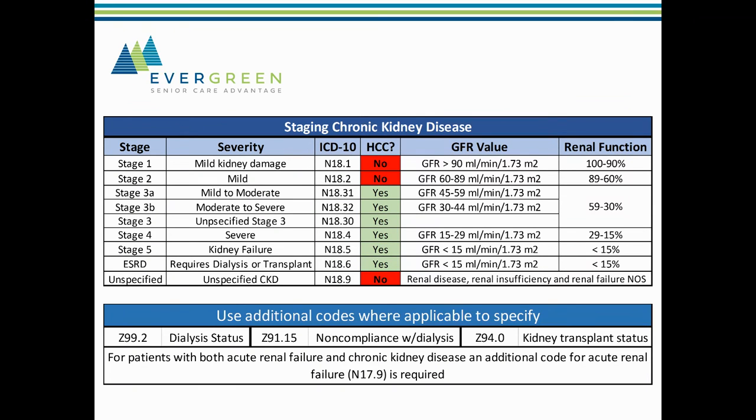Finally, I did include a table that shows the various CKD stages, the severity and ICD-10 code, as well as what GFR value and renal function percentages map to each of them. The table below that will show any additional codes that are related that should also be documented and coded when they also exist.